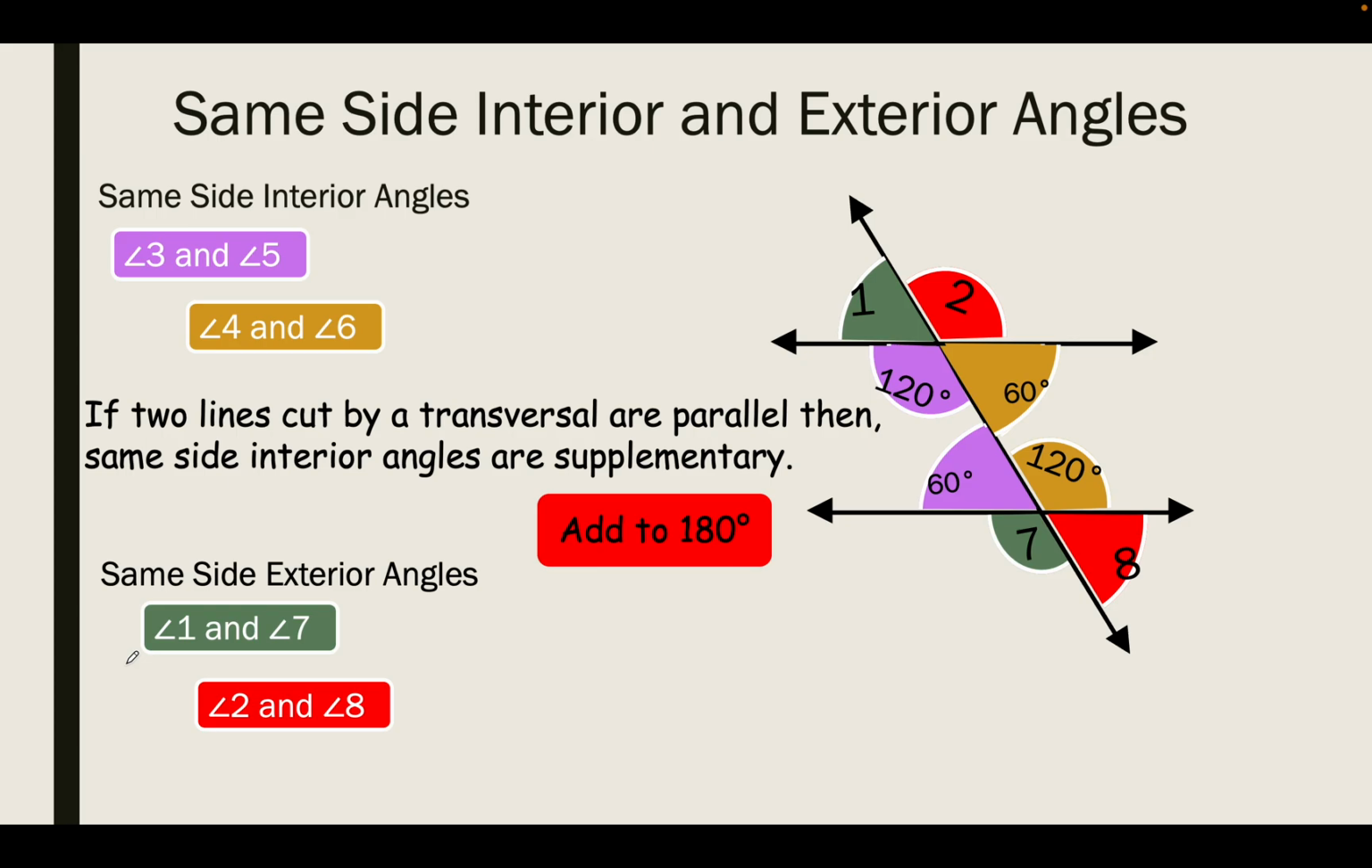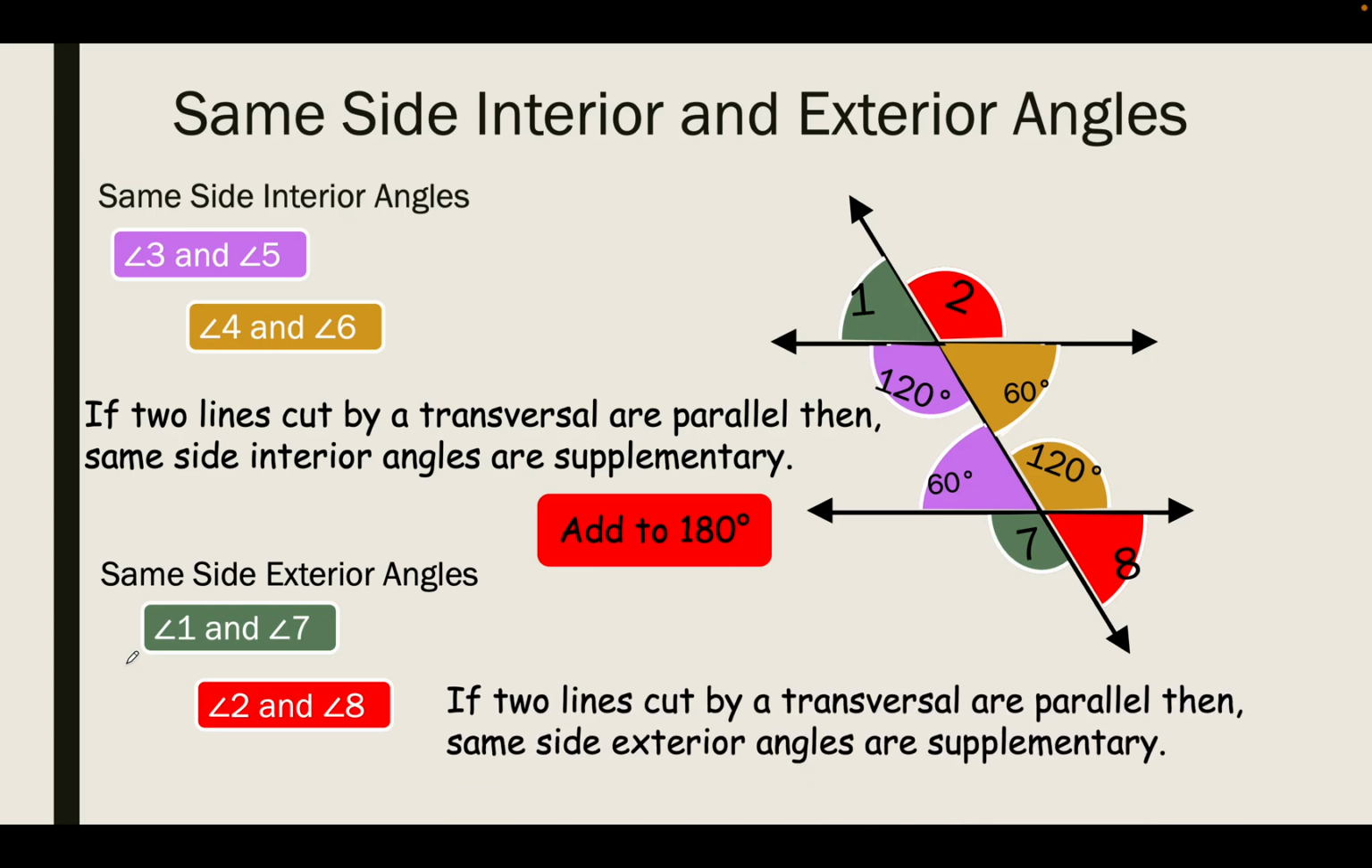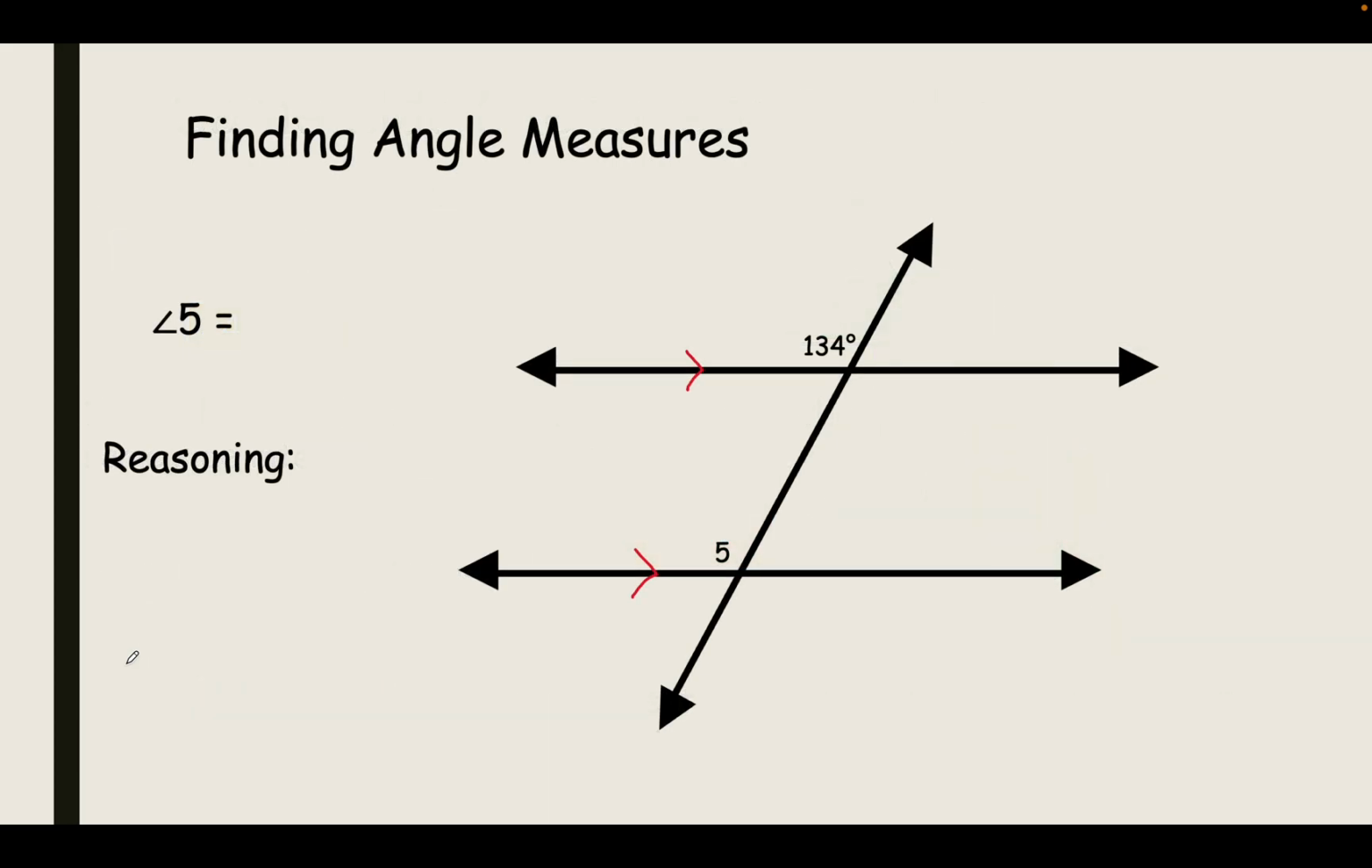Same is true for our same side exterior angles. They're going to be supplementary. So if angle 1 is 60, angle 7 must be 120. If angle 8 is 60, angle 2 must be 120. We can find angle measures. If we're just given one of the angles, we can think about what's the relationship between these 2 angles.